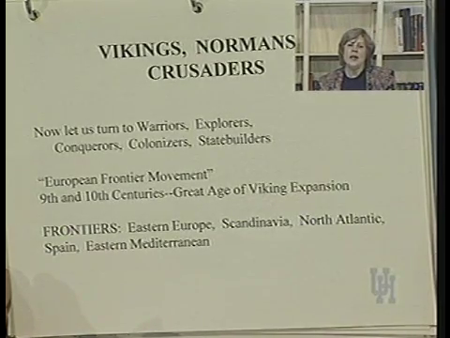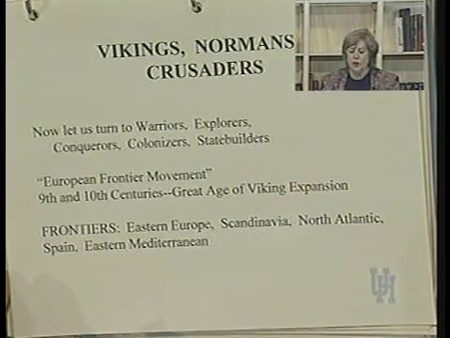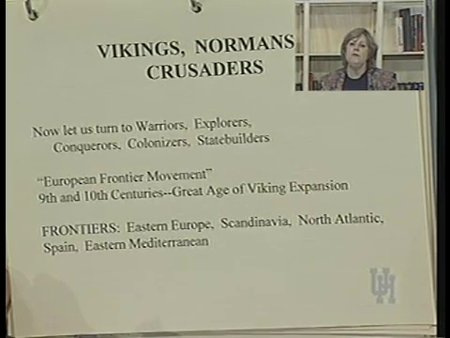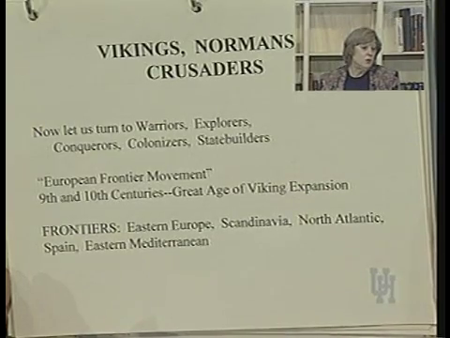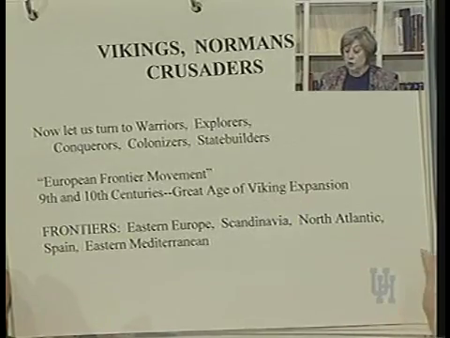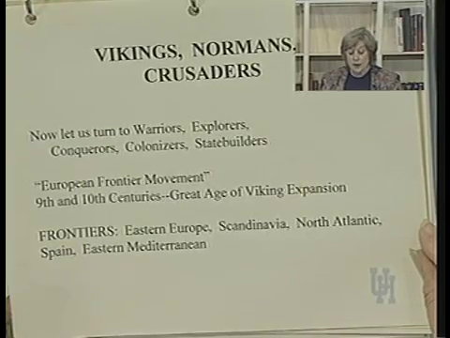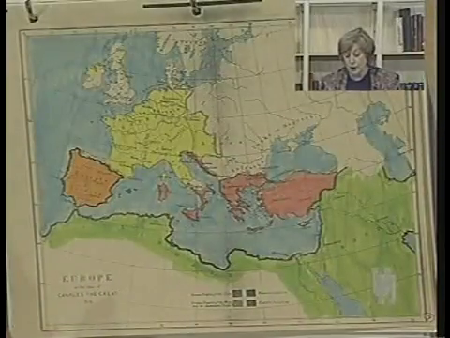The Vikings, Normans, and Crusaders have to do with breaking out of the boundaries of Europe. It's a European frontier movement, whereas before Europeans are confined mostly to England and France and Italy, and of course the Muslims have conquered Spain, so European territory has actually been cut way down. And it is at the point around the year 1000 where the Europeans start breaking through their frontiers. And the frontiers we can identify are in Eastern Europe, Scandinavia, the North Atlantic, Spain, and the Eastern Mediterranean. And now let's turn to some of those frontiers.